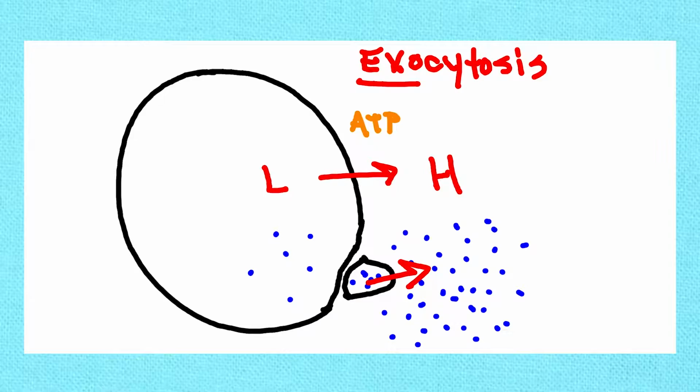It has now successfully gotten rid of 5 blue dots by pushing against the gradient. I now have even less. I started out with a low amount, now I have even lower. Now I have an even lower amount of that thing. This is why it requires energy, because it's not going from our normal high to low. We're pushing up the hill. That is exocytosis, exiting the cell.